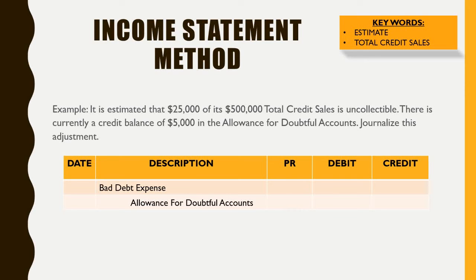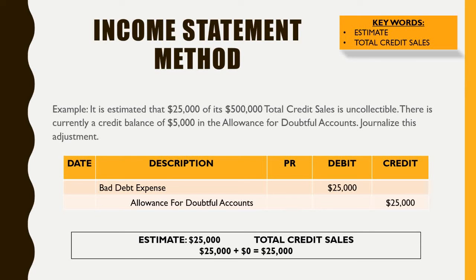If it's estimated that 25,000 of a $50,000 total credit sales is uncollectible, and there is currently a credit balance of $5,000 in the allowance for doubtful accounts, journalize the adjustment. So what is the bad debt expense going to be this time? 25,000. It's going to be 25,000 because, one, when you read the scenario, the first thing you need to recognize is the estimated number. Second thing is, did you see the words total credit sales? Then boom, all you need to remember is just the estimated number. Okay? Simple, easy.